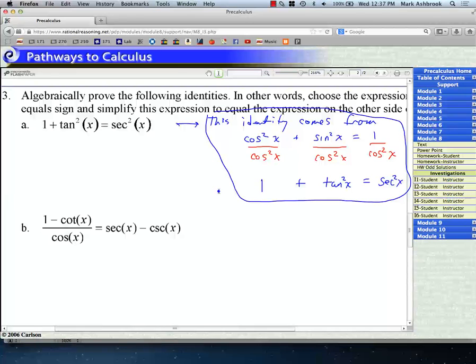That has nothing to do with the proof, but I'm going to show you that this is basically the Pythagorean identity in disguise. 1 plus tangent squared x equals secant squared x is one step from our Pythagorean identity, cosine squared x plus sine squared x equals 1. If you divide all terms by cosine squared x, you get 1 plus tangent squared equals secant squared. So it's another form of the Pythagorean identity.